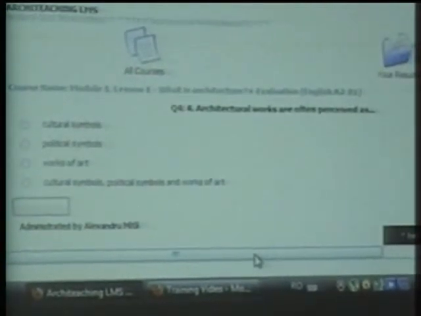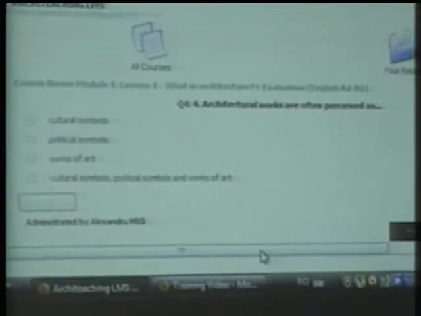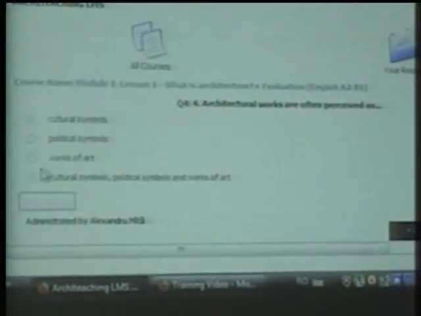Question 4. Architectural works are often perceived as cultural symbols, political symbols, works of art, cultural symbols, political symbols, and orthodox art. False. The answer is number 4. Okay. Question 5. Historical civilizations are rarely identified with their surviving architectural achievements. True or false? True.